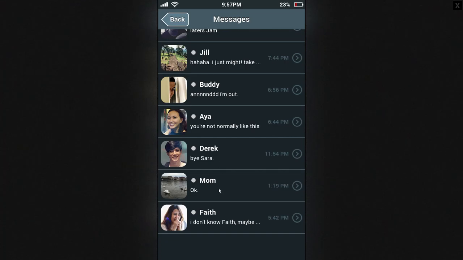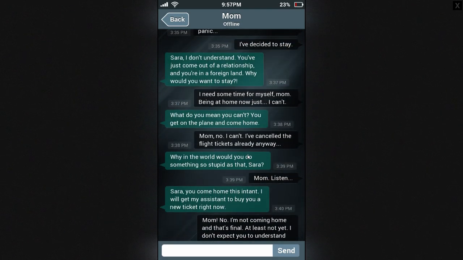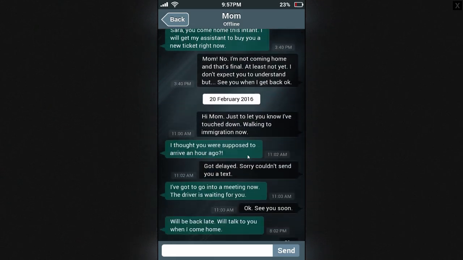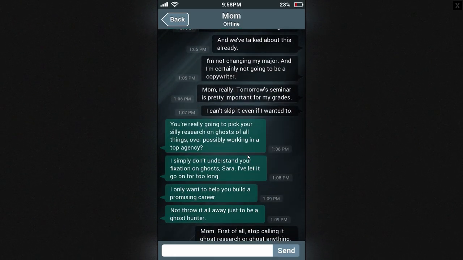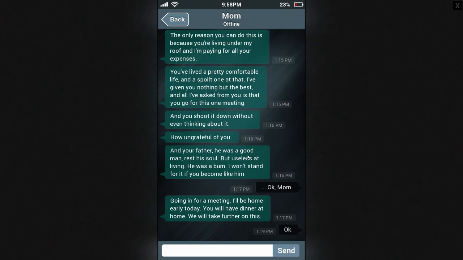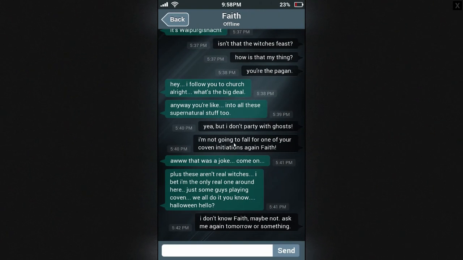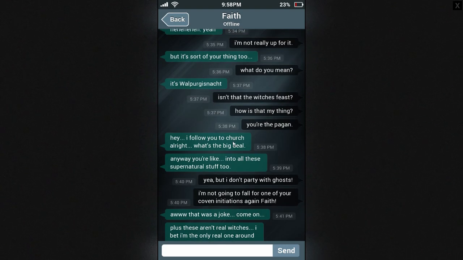Derek's a butt face. Her mom means well, but she does seem pretty strict and controlling. But again, on the flip side, Sarah is living rent-free at her mom's. So, I mean, you can't really complain a whole lot when you're living at home and your parent is literally paying all of your bills. You're under their roof, so the rules are the rules. Faith, I don't know what to make of Faith yet. I guess we'll see.